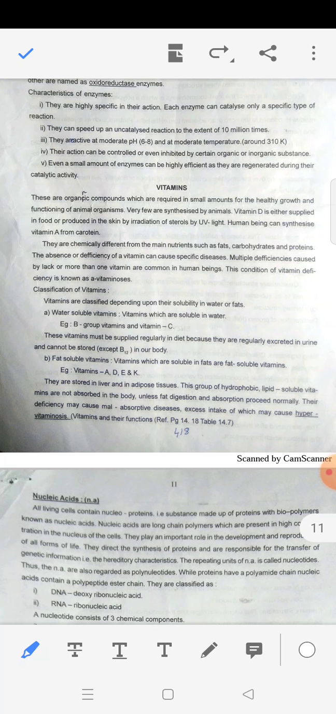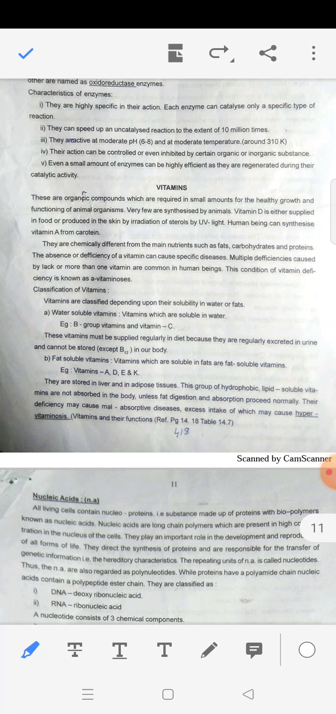Human beings can synthesize vitamin A from carotene. So when we eat carrots, vitamin A can be synthesized within our body. Vitamin A, as you know, is very important for our eyes, so it is important to incorporate carrot in our diet. Vitamins are chemically different from the main nutrients such as fats, carbohydrates, and proteins. The absence or deficiency of a vitamin can cause a specific disease.